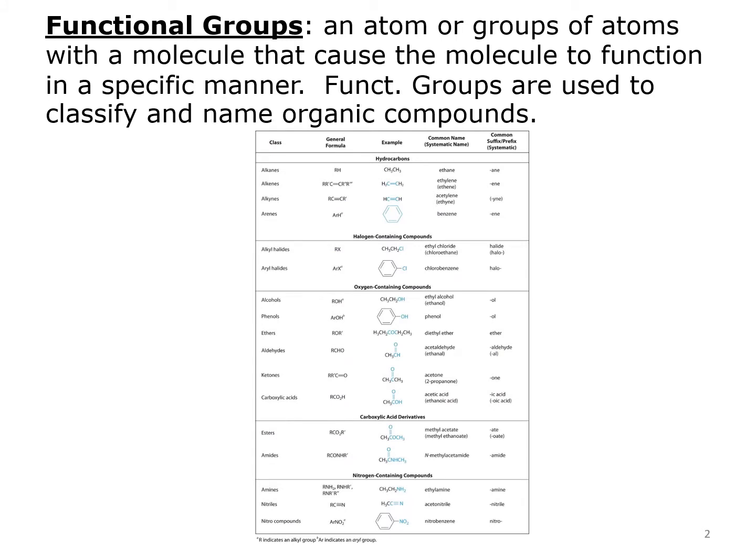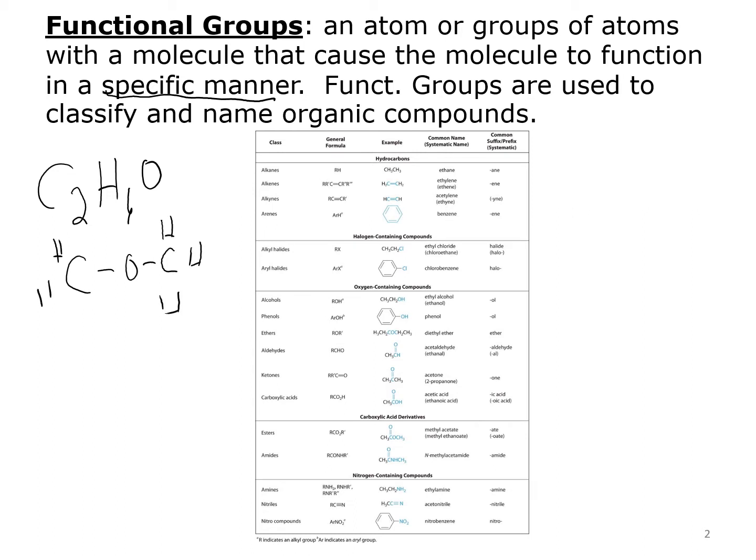So functional groups are how these different atoms and molecules are put together, which makes a molecule function in a specific manner. In the beginning, we had a molecular formula C2H6O. And we looked at two ways we could put that together, where we had a carbon, oxygen, carbon, and then surrounded with hydrogens on both of those carbons. And we also had a carbon bonded to a carbon, and then an oxygen, and then a hydrogen. And we looked at one was an alcohol, one was an ether.